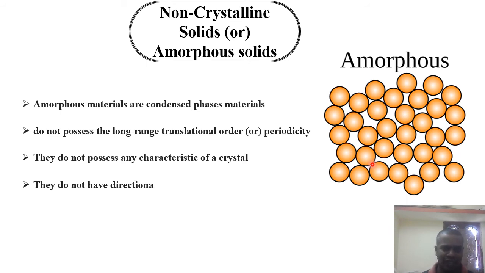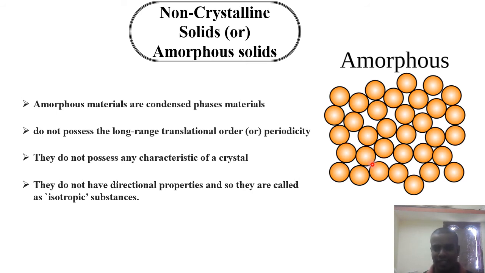They do not have directional properties, and so they are called isotropic substances. In a crystalline solid, we can characterize that as an anisotropic substance. Anisotropic, because the conductivity or the magnetization or some other behavior in one direction is different from the other direction. But in an amorphous solid, the atomic arrangement is not so perfect.